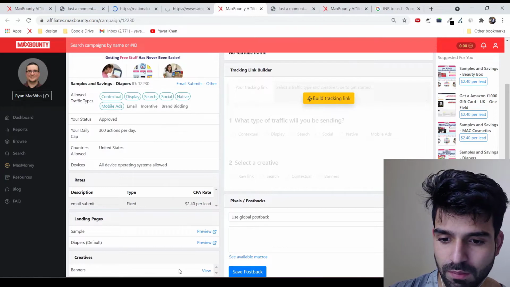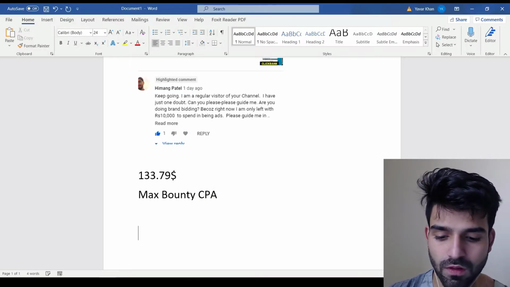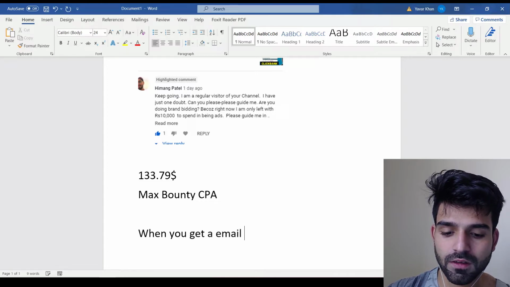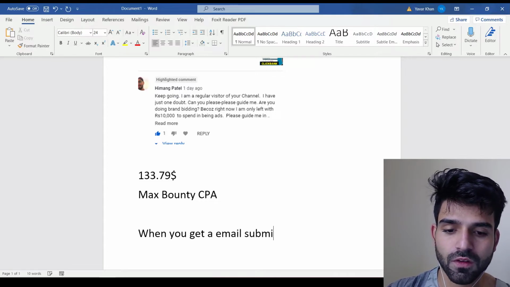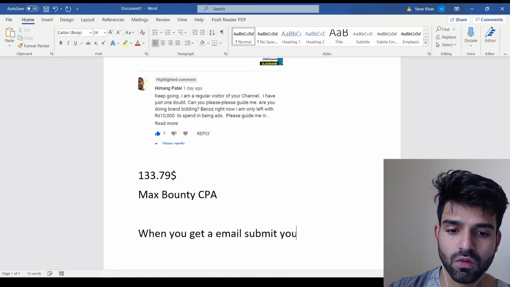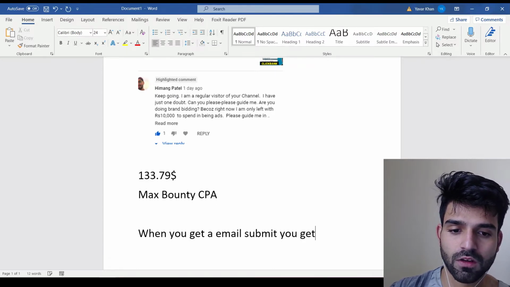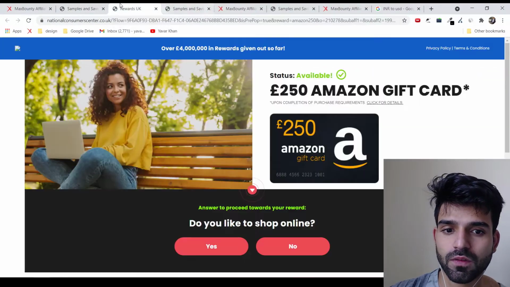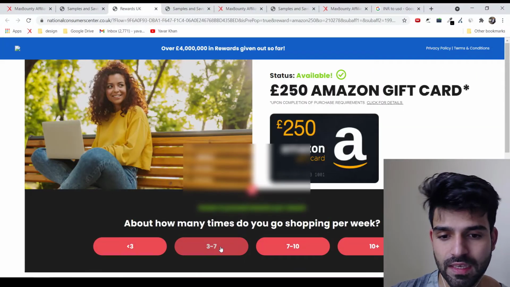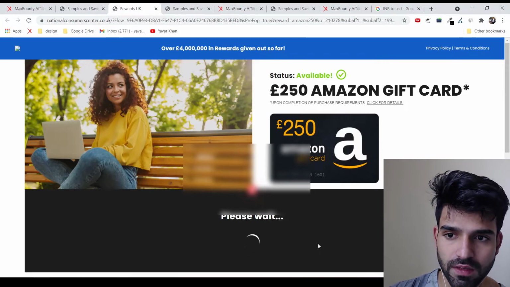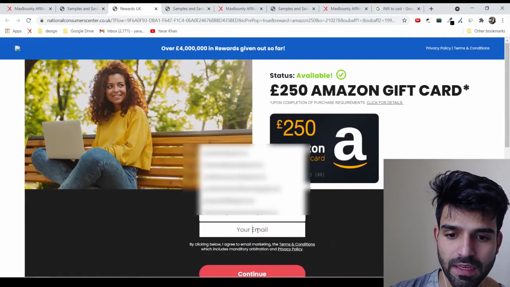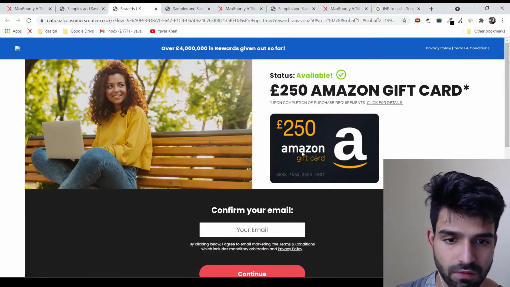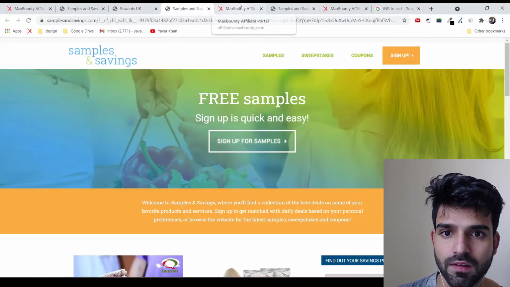So basically, CPA marketing is when you get an email submit, you get money. CPA means cost per action. So if I go over here and do this thing, and then I just put my email ID, I will get the money. So this is how it is.